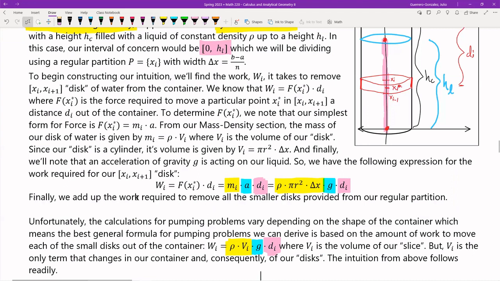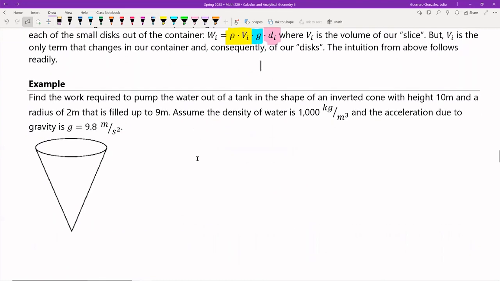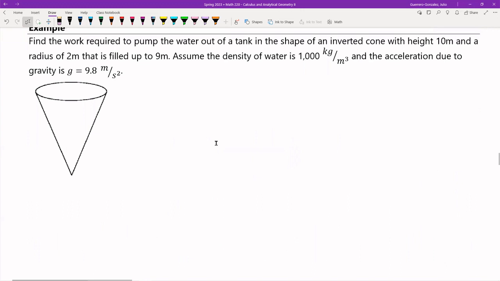So, how does this work out? That's what I want to go ahead and do an example for. These are common examples in engineering for sure, in thermodynamics and water flow.